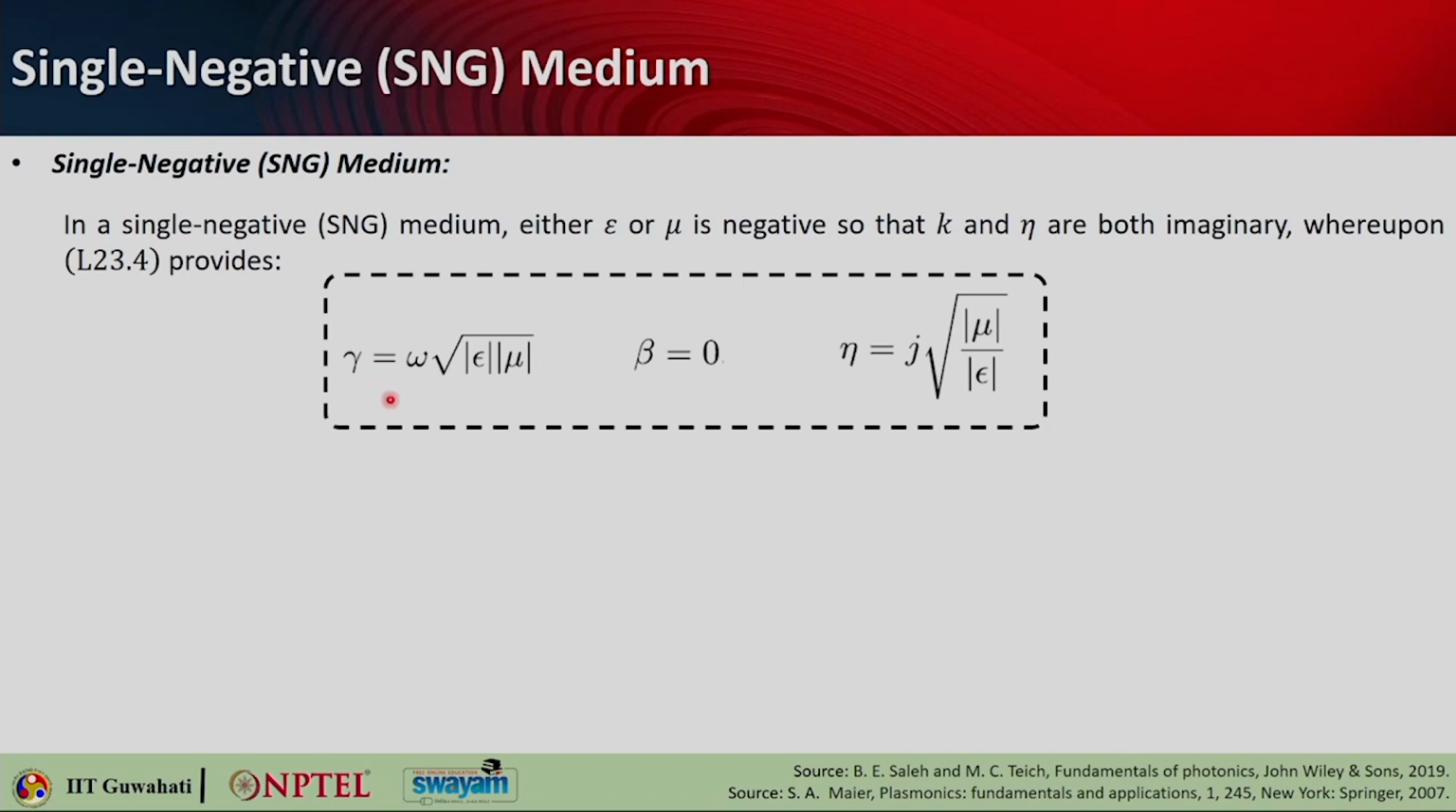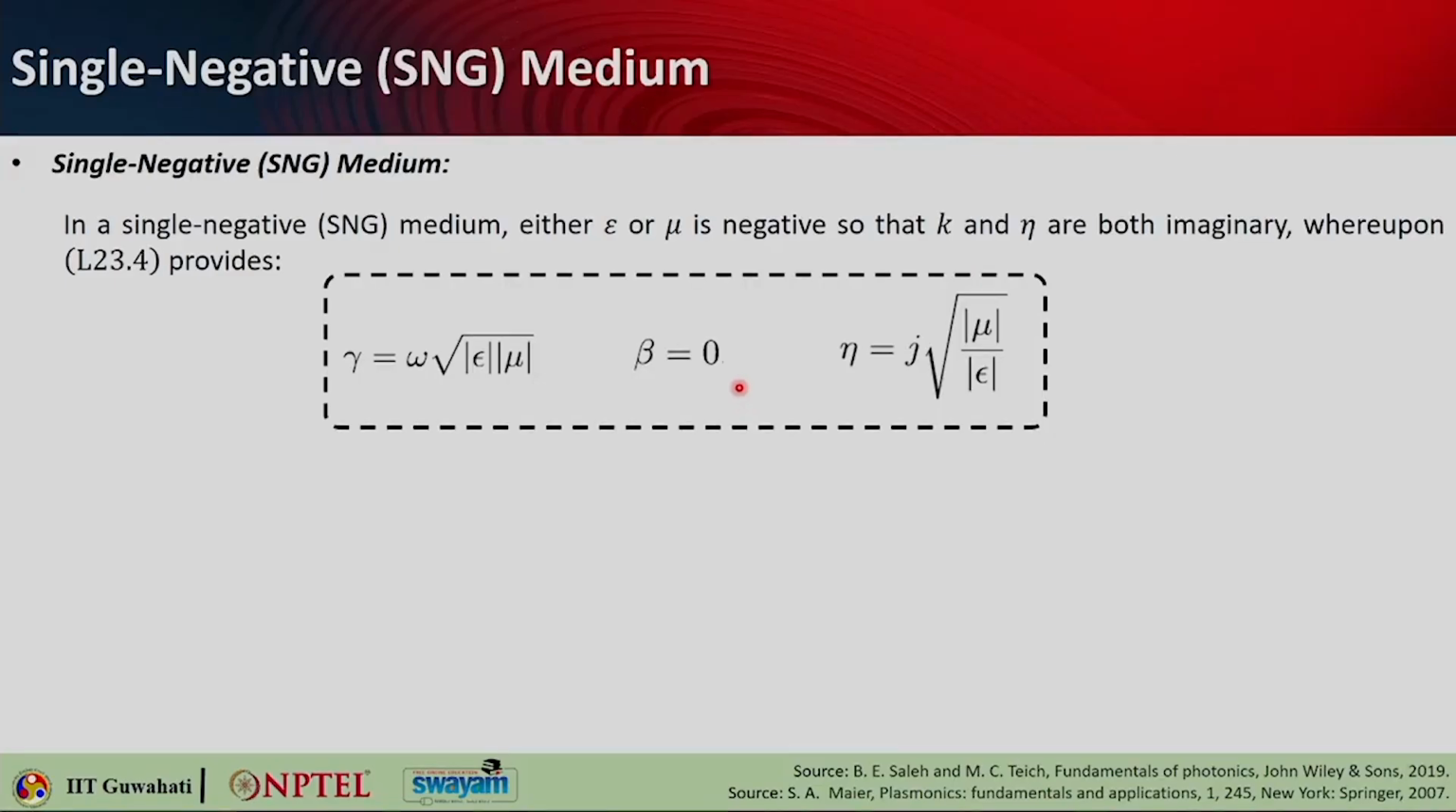Okay, so you can calculate gamma, which is now omega times the square root of modulus of epsilon times modulus of mu. When you compare it with the wave vector, you will see that the real part is not there, so beta becomes 0. Immediately you can conclude that this kind of medium does not support wave propagation because the propagation constant is 0.